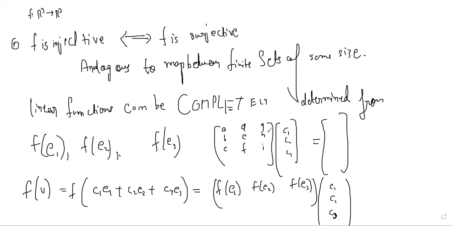This will be the image you get. That's the image, that's f of v. And this matrix will remain the same. For every other vector, you just put in these three coordinates and you get the image. So then let's go to the next thing.